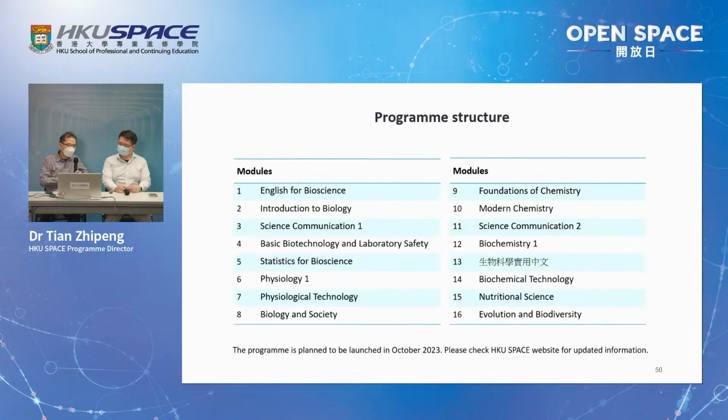So here is the list of modules. We don't have very big modules, so we have separated them into 16 smaller modules. You may see that we have English for Bioscience, and that covers those terminology. We have Introduction to Biology. We have Basic Biotechnology. These teach you those fundamentals of biology. We also have Science Communications, which teaches you how to interpret and understand science content in a professional way.